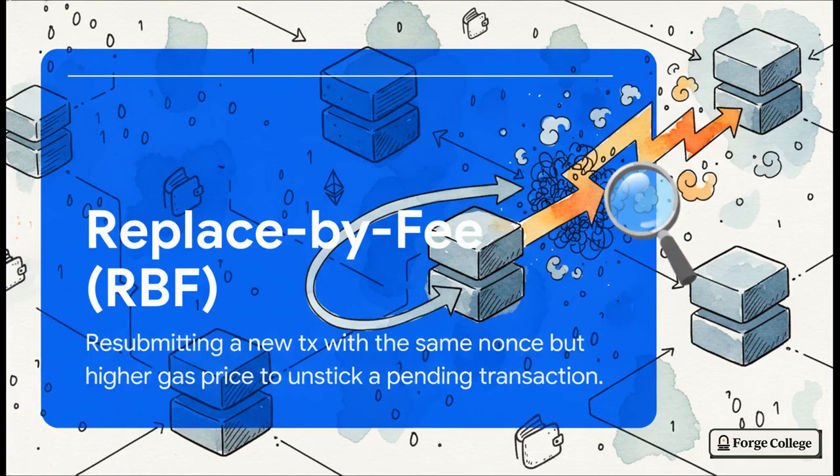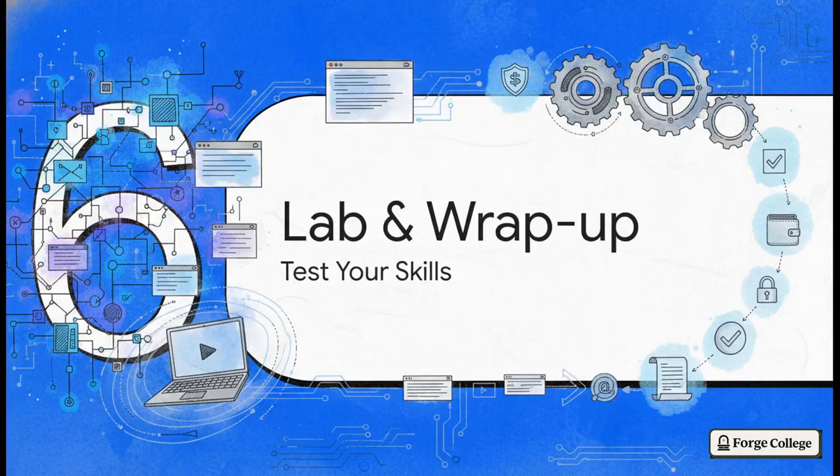Another fantastic tool in your debugging toolkit is replace by fee, or RBF. If a transaction gets stuck pending forever, maybe the network got busy and gas prices randomly spiked, you can offer the user a replace by fee option. This resubmits a brand new transaction using the exact same nonce, but with a higher gas price to essentially bribe the network into unsticking it and pushing it through. It's a lifesaver.